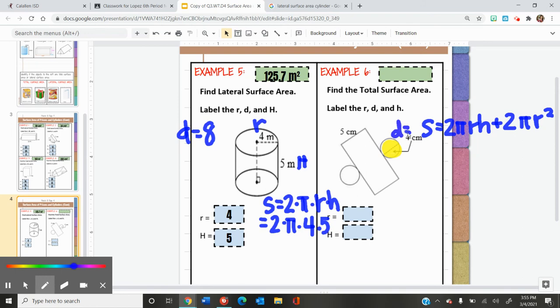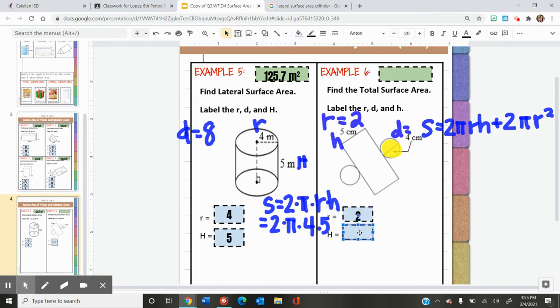Okay, so my diameter was 4, and if my diameter is 4, I need to find my radius to find the total surface area. Remember, radius is half of your diameter, so my radius is going to equal 2. And lastly, we just have to label the height. The height is the distance between my bases, which means 5 is my height. So going down here, again, your radius was 2 and your height is 5. Let's plug that into our formula.